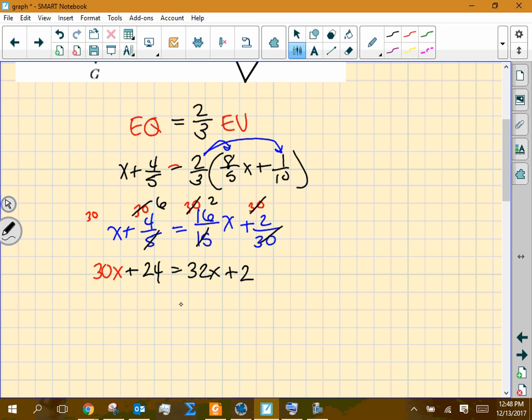That's an equation I think everybody should be able to solve. We get down to 2x is equal to 22, so x is 11, right? Did anybody, when you see this 2 over 30 right there, reduce that to 15 right away? Okay, so I get 1 over 15.